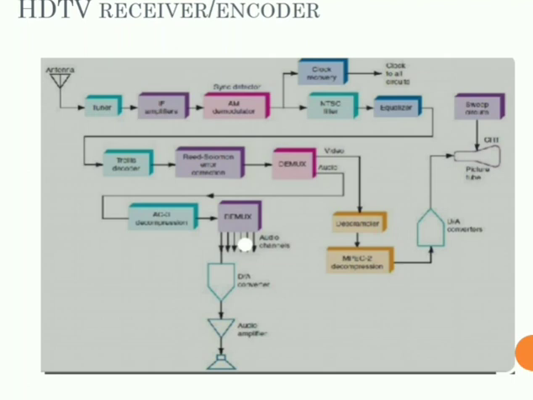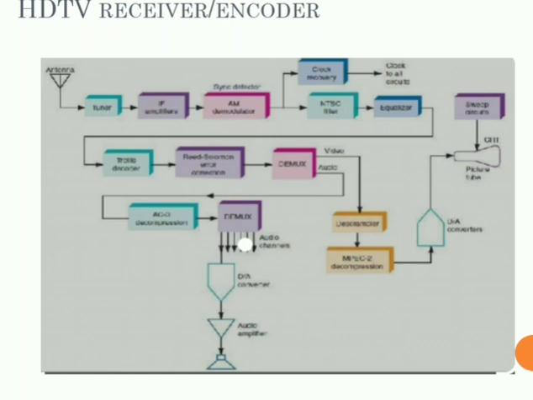Now let us see in detail what blocks are present in this HDTV receiver and the working of each block. The first thing present here is the antenna. This is a receiving antenna by which we receive the information that was transmitted by the transmitter antenna in the transmitter block diagram. After the antenna receives the signal, it goes to the tuner circuit.